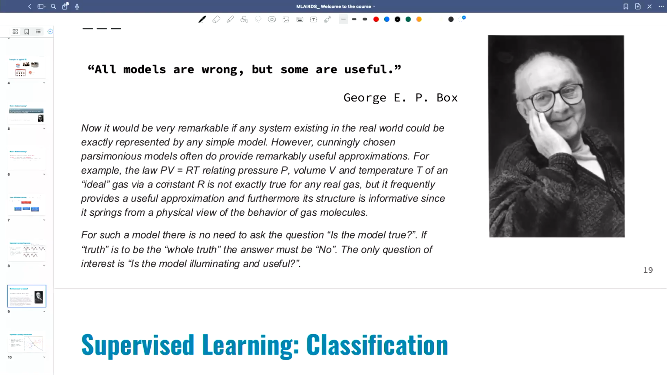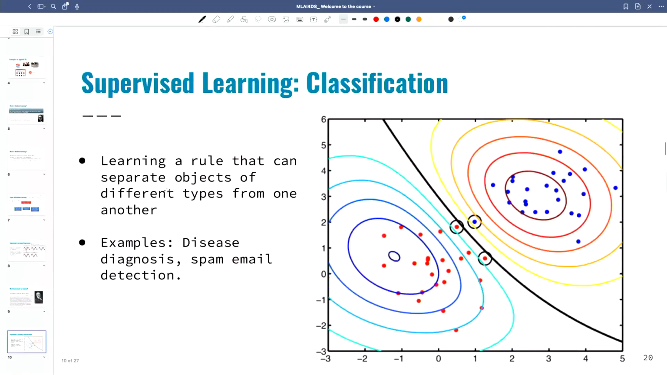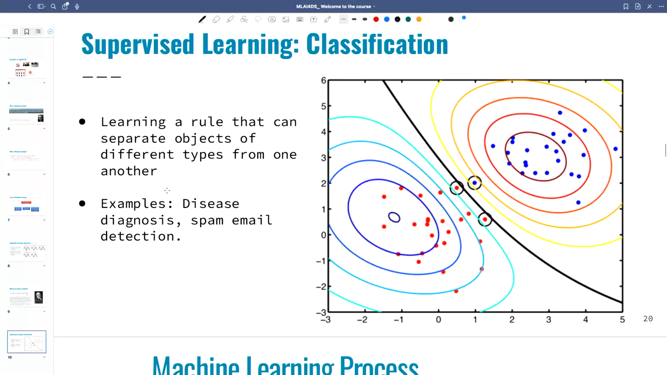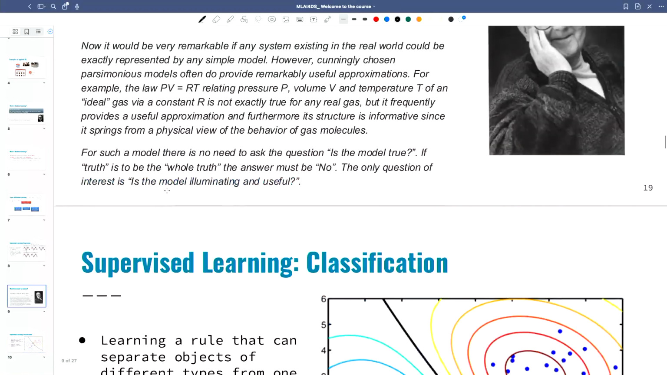It's like a neutral gas relationship: pressure, volume, and the rest of the things. The other form of supervised learning was classification. And classification, geometrically, is a bit different from regression.